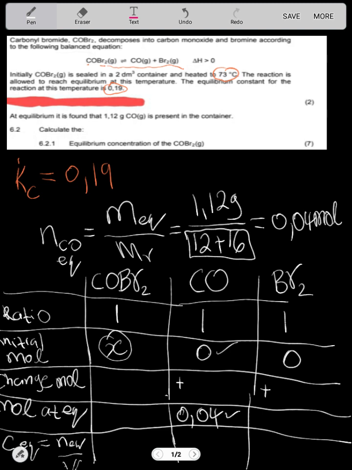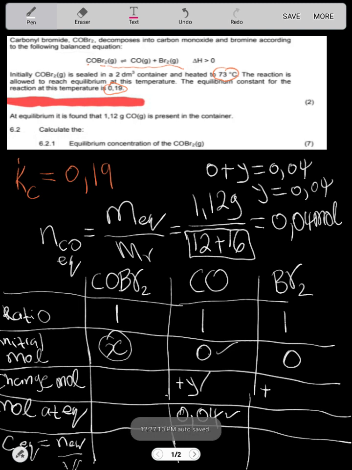That should be very, very easy because we know that this plus that is equal to that. So basically I can say 0 plus this. We can call this y. And the coefficient, since it's 1, is going to be 1y, which is just y, equals 0.04. So 0 plus y is just y. Therefore, y will be 0.04. So, in simple language, our change in moles is still 0.04.